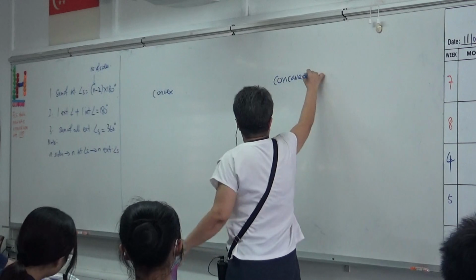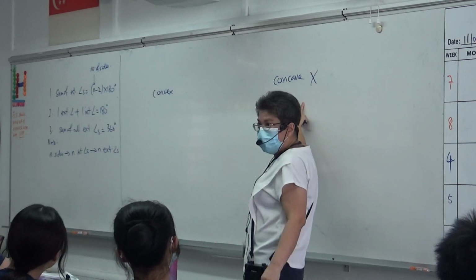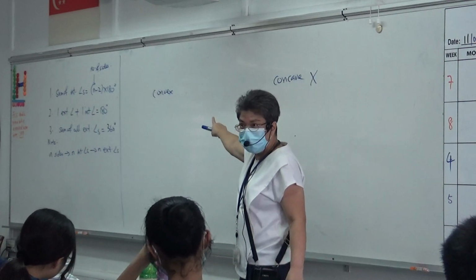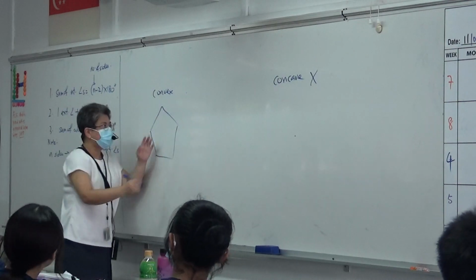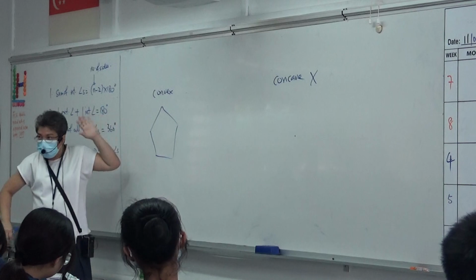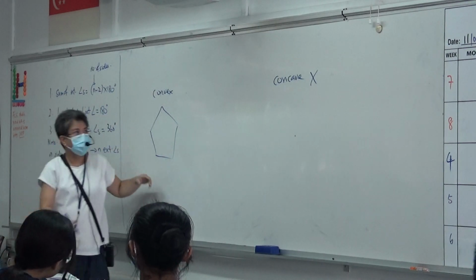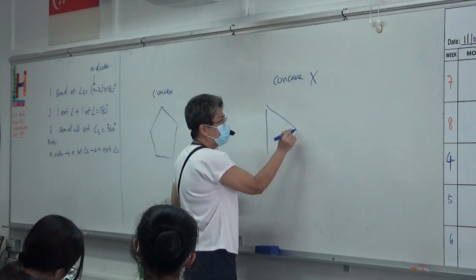Now, we are not going to do concave polygon. We are all convex polygon. Okay, what do you mean by convex? Convex means all the angle is not more than 180. Okay, what is concave? Concave means I can have like that.